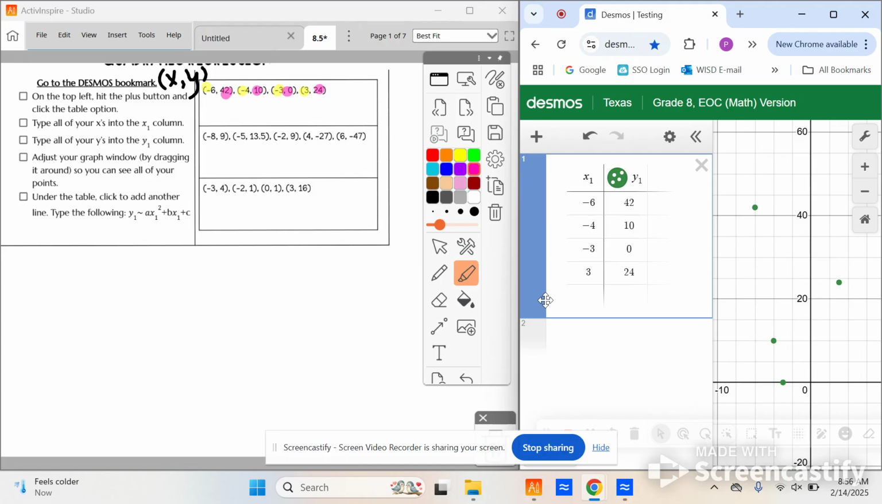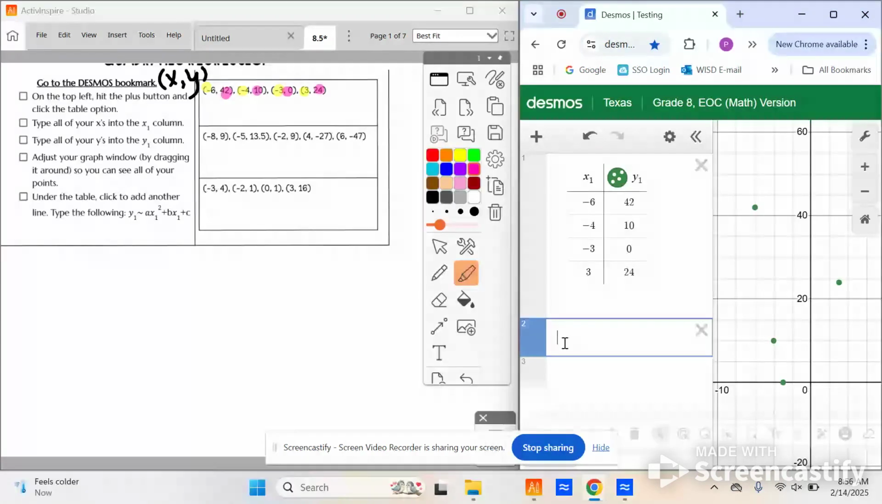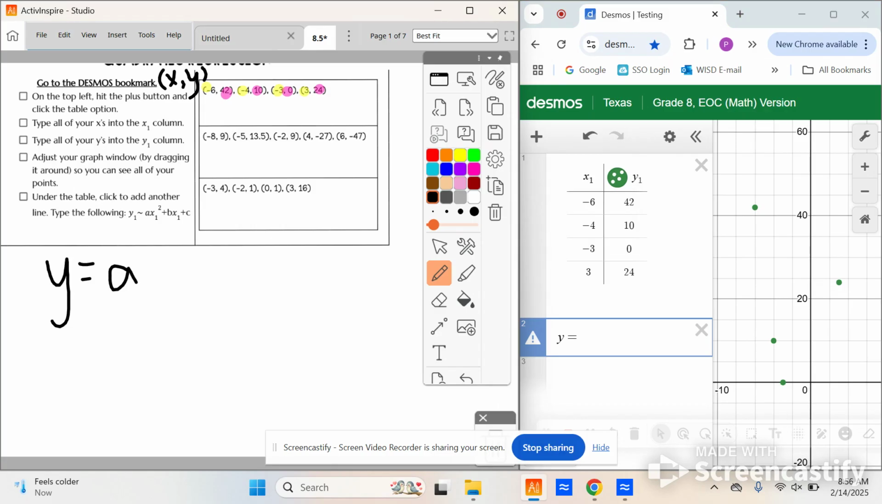And then under the table, we're going to start another line. Now, because we know we're working with quadratics and trying to create a parabola, we need to think about the quadratic equation. Somewhere on your page, it would be helpful to write y equals ax squared plus bx plus c. This is your quadratic equation, and it's also available on your STAAR reference sheets.